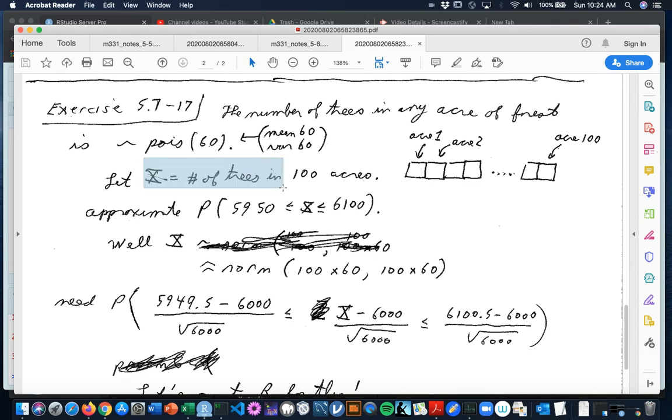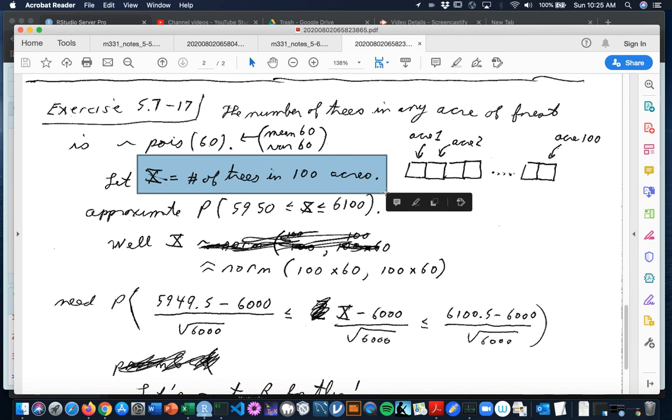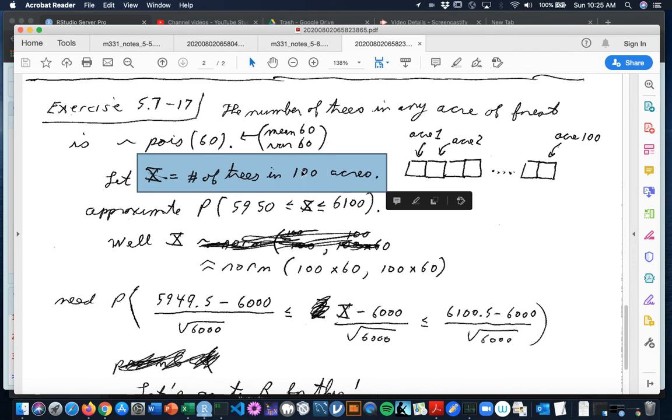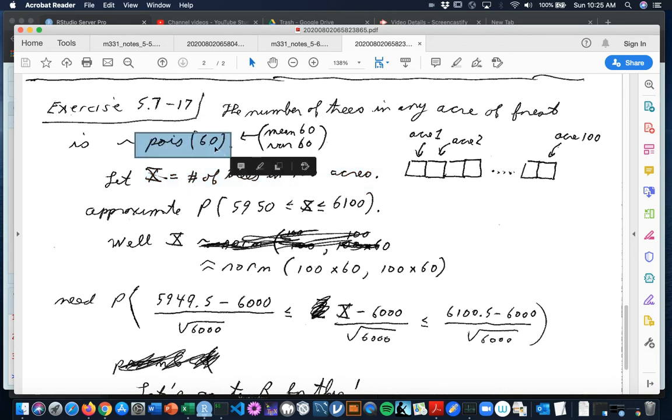And let's say you're going to walk through 100 acres and count the total number of trees. So you can think of that as walking through acre 1, counting the trees, walking through acre 2, counting the trees, and just keep on moving left to right through your acres, counting the trees, and then adding them up. Okay. So you can think of this X as the sum of a random sample of size 100 from an underlying Poisson distribution.